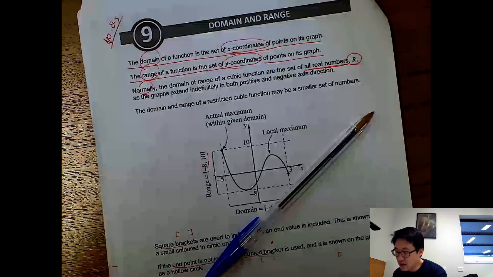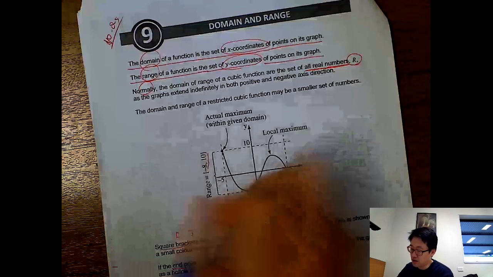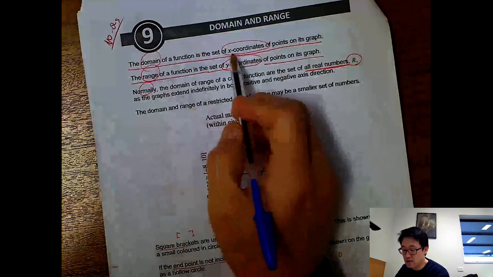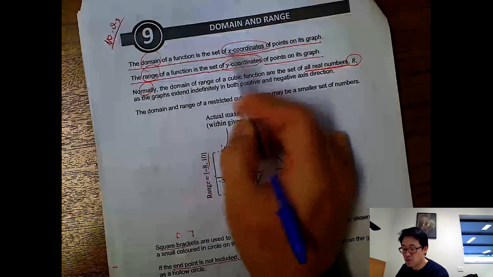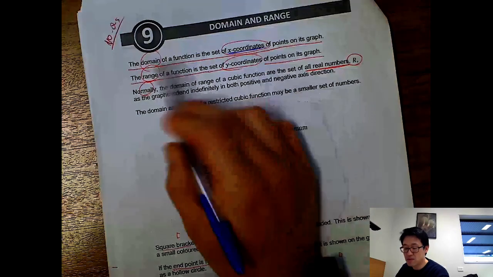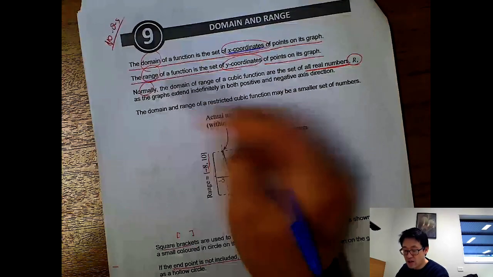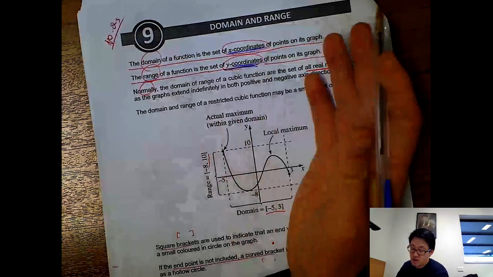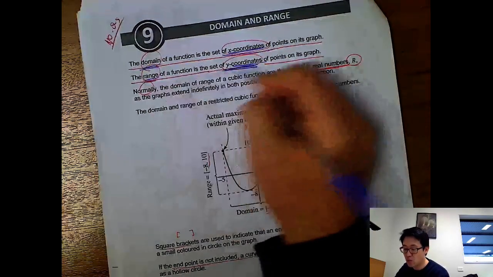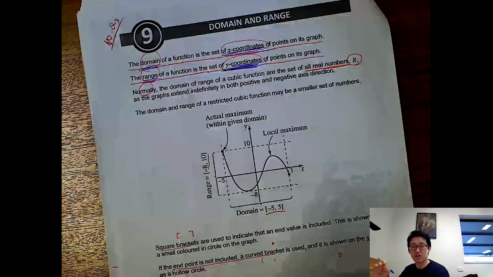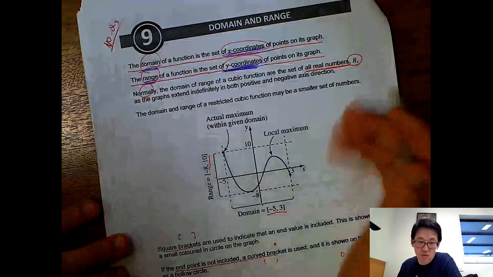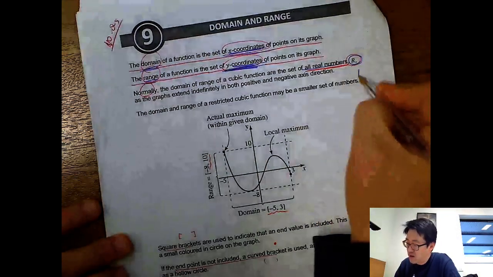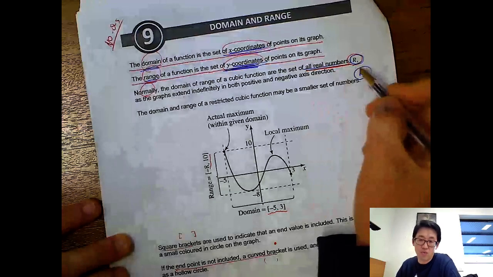Okay. Domain and range. You know what domain is. Can you write it down in your exercise book? Domain of a function is the set of x coordinates. It covers x. Range is y values. We've done that. Domain is x values, range is y values. A particular function is covered. Good. Usually we cover the whole real number set. Write down R because it's all real numbers.